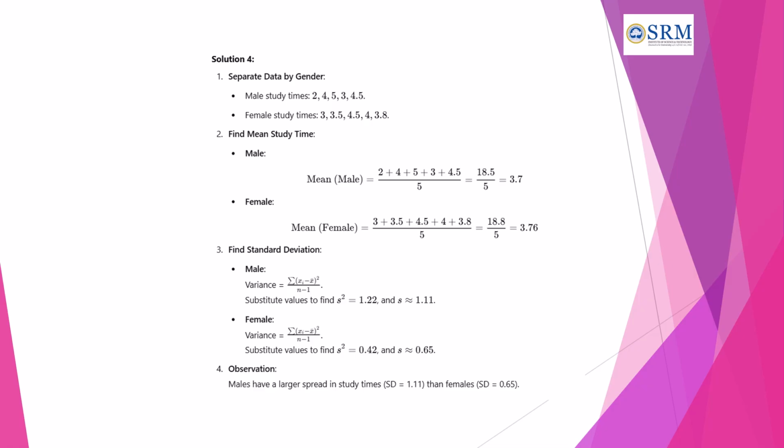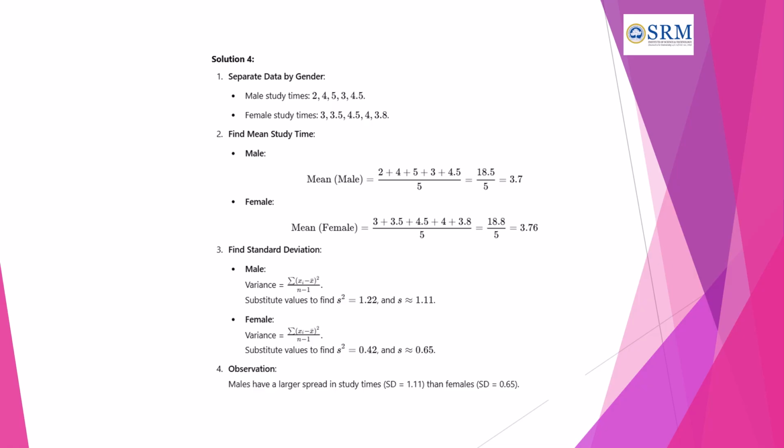The study times are separated by gender. Male studied 2, 4, 5, 3 and 4.5 hours, while female studied for 3, 3.5, 4.5, 4 and 3.8 hours. The average study time for male is 3.7 hours and for females it's slightly higher at 3.76 hours.